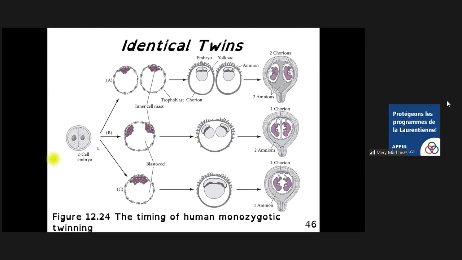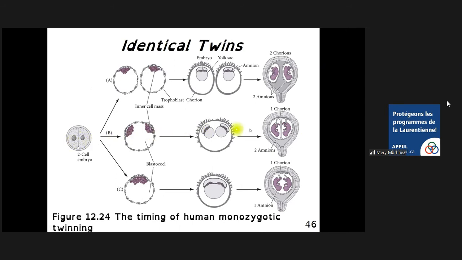So in here we have 2 cells, and then they divide, and each of them has its own trophoblast and its own chorion, okay? 30% of twinning occurs in this way, where before we have the blastocyst, they have divided, and each of them has the inner cell mass and their own trophoblast, because they have their own chorion formation.